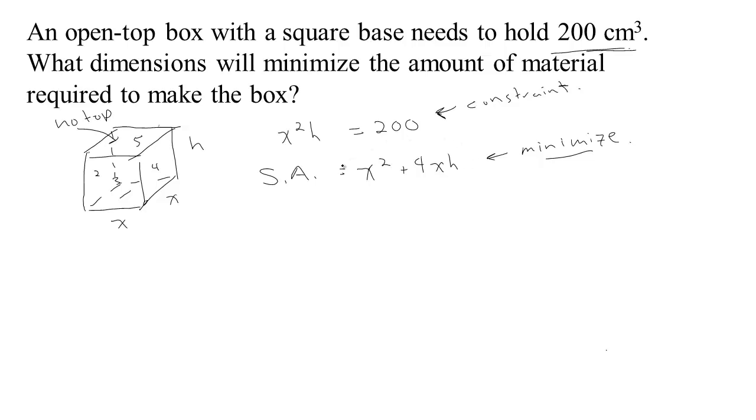Okay, so when the thing that you want to optimize, the one you want to make as big as possible or as small as possible depending on the context, depends on more than one variable, we'll have to do something to get it in terms of just a single variable. Usually that involves turning to the constraint. So right now our surface area is a function of x and h.